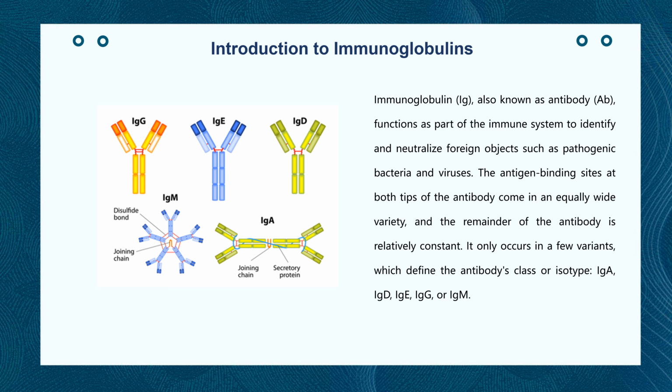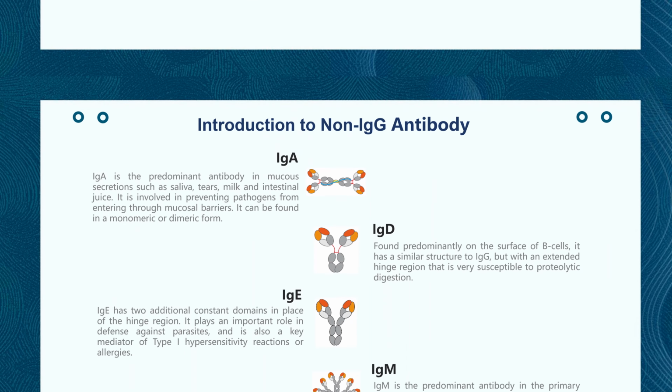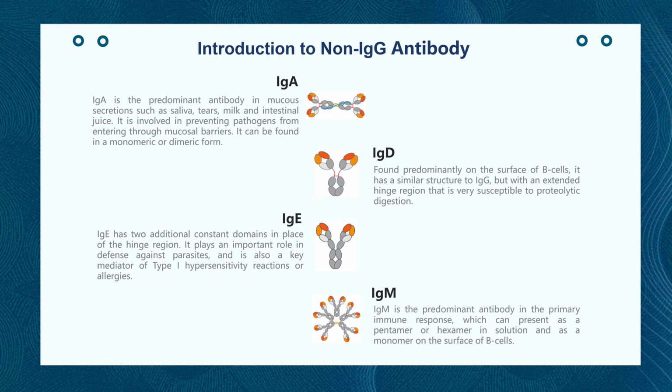It only occurs in a few variants, which define the antibody's class or isotype: IgA, IgD, IgE, IgG, or IgM. The five main antibody isotypes are mainly based on the difference of amino acid sequence in the heavy chain constant region of the antibody. IgA is the predominant antibody in mucus secretions such as saliva, tears, milk, and intestinal juice. It is involved in preventing pathogens from entering through mucosal barriers. It can be found in a monomeric or dimeric form.